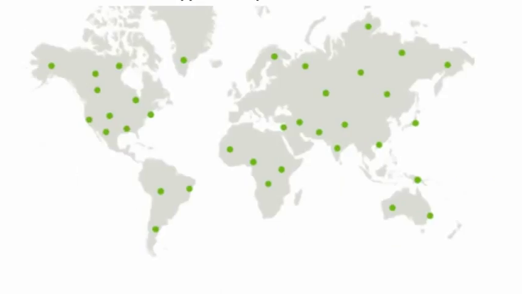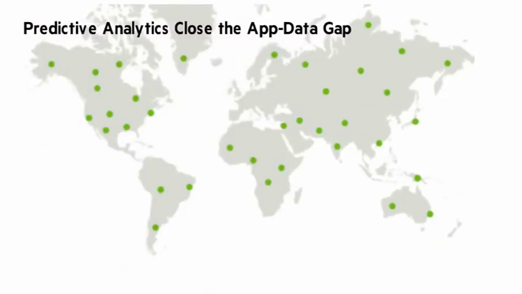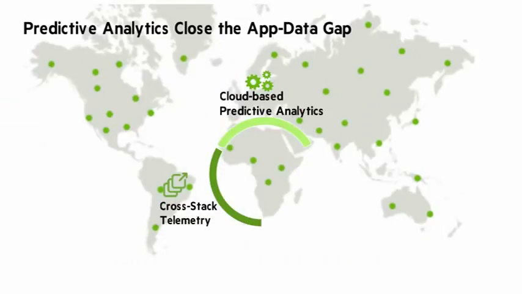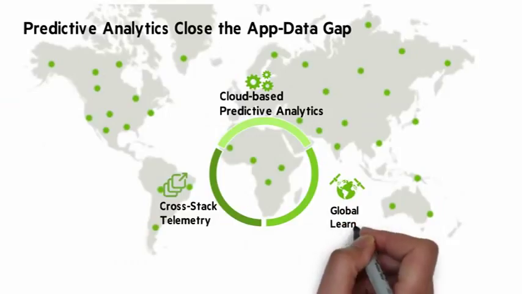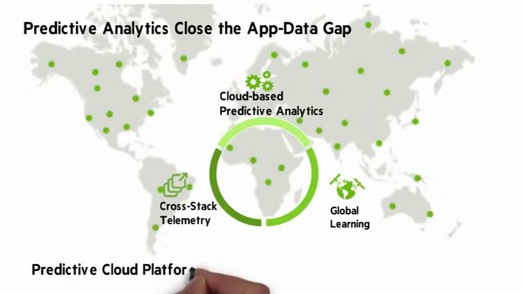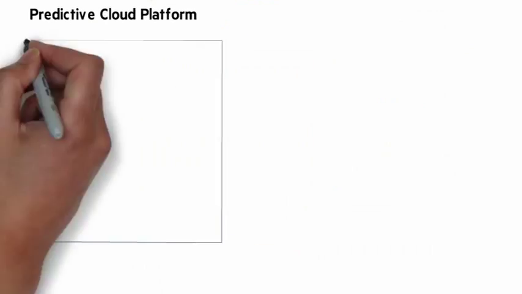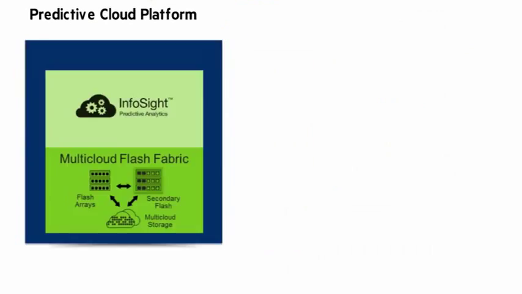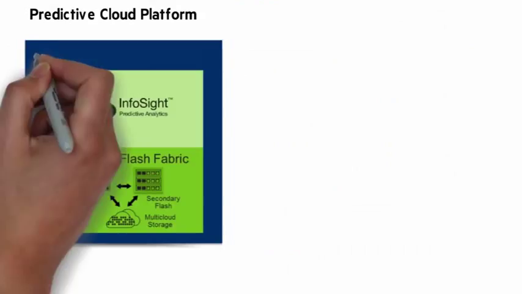How do we close the app data gap? Through predictive analytics. Collect rich telemetry from across the entire infrastructure stack. Perform global correlation and learning from all systems. And have the process driven by predictive analytics to predict and prevent problems. That leads me to the Nimble Storage Predictive Cloud Platform.